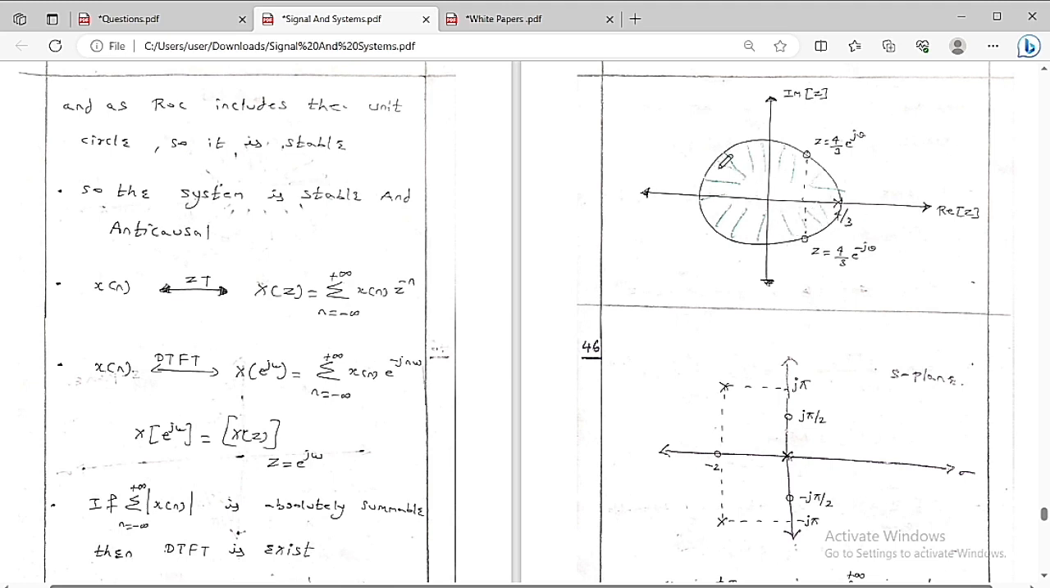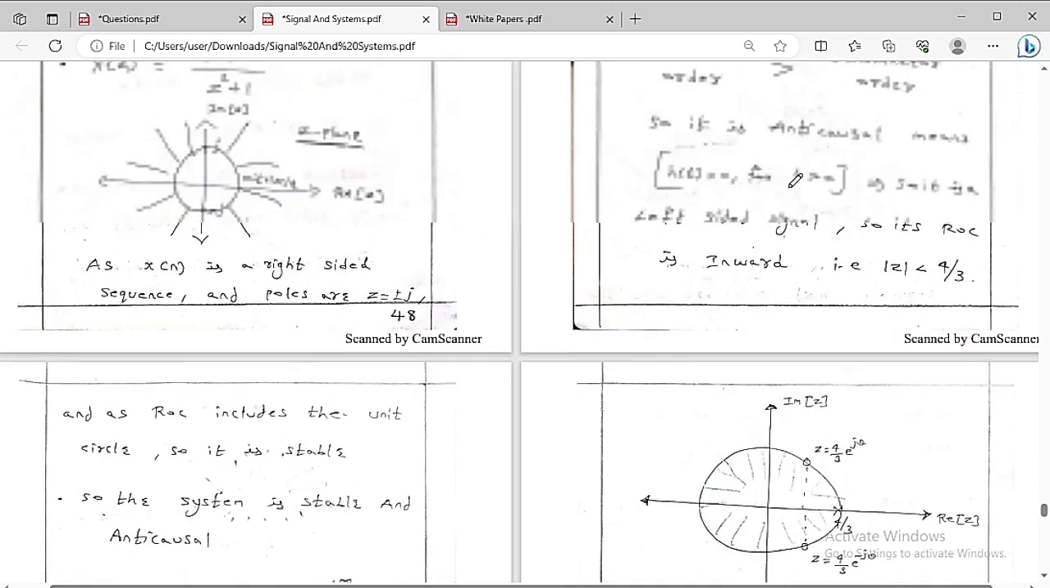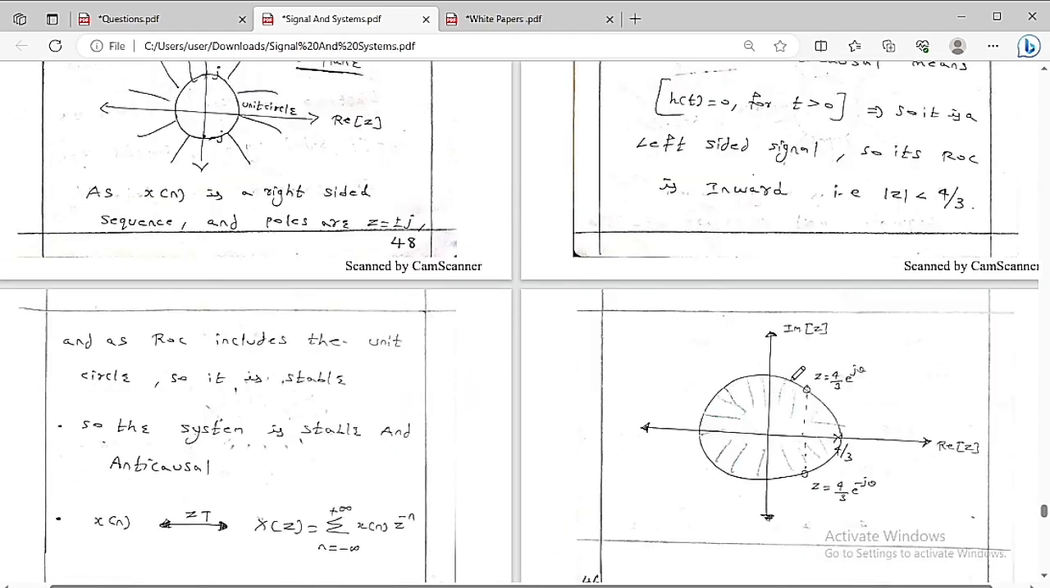So the ROC is always inward. Because the ROC is basically inward, the ROC is going to become inward, because I wanted the left-sided sequence. That is the reason the ROC is inward, right? So now we can say 4 by 3. Therefore, finally, the given system is said to be stable as well as anti-causal. And also we can say this is the nature of the ROC. The modulus is 4 by 3. So this is the z plane. So finally, I want to tell you only one important part.